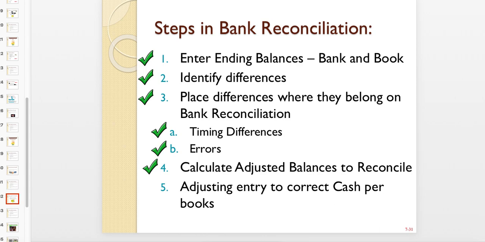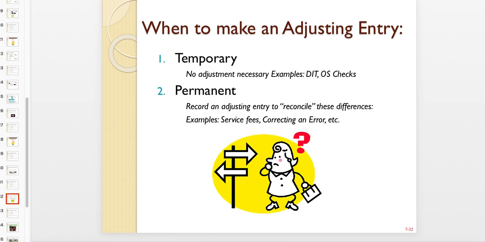Now, not all differences need to be adjusted, okay? It's important to understand when it's necessary to make an adjusting entry. Certain items in our bank reconciliation are what we call temporary differences. A temporary difference is one that is going to eventually resolve itself when the other party finds out about it. These examples are primarily the bank differences, so the deposits in transit and the outstanding checks.